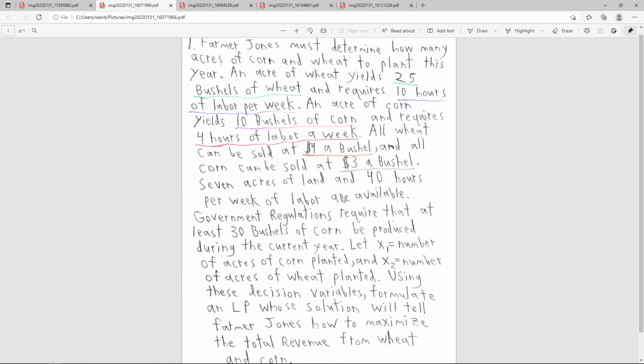And when it's only how much is available, then you'll generally be less than or equal to. So you have these to be less than or equal to 7 acres of land. You have to have at most, you'd have at most 7 acres, so it has to be less than or equal to that.